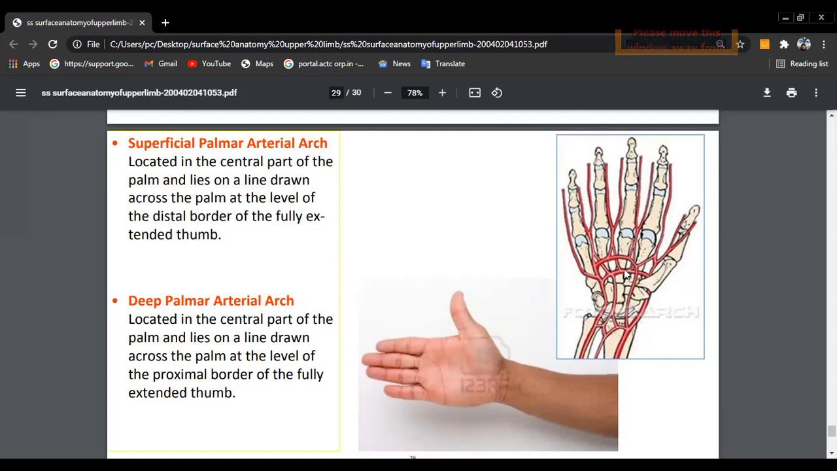This is the deep palmar arch, which is located again in the central part of the palm, on the line drawn across the palm at the level of the proximal border of the fully extended thumb. So this is the proximal border and this is the distal border. At the proximal border we have the deep palmar arch; at the distal border we have the superficial palmar arch. Both are present at the central part of the palm. So that is the surface anatomy.